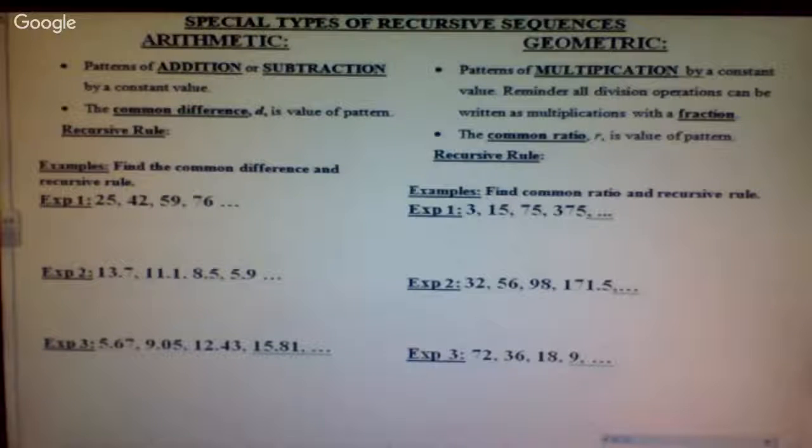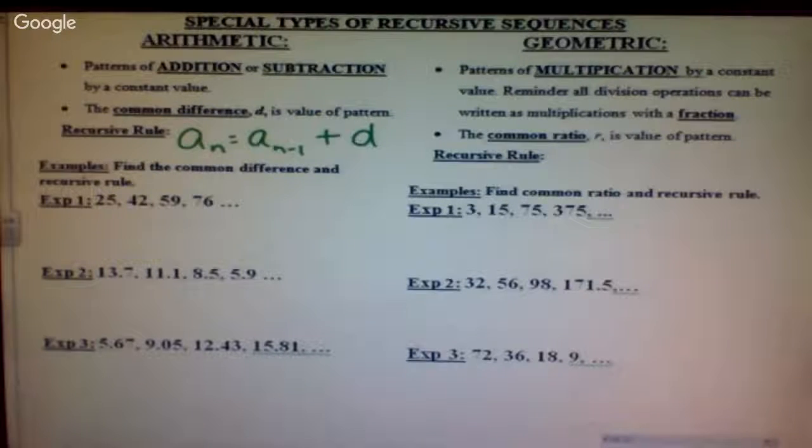-7, -7, -7. The number that you add or subtract is called your common difference, and they denote that by D. So the recursive rule for any type of arithmetic sequence is always A sub n equals A sub n minus 1 plus D, whatever your common difference is. So it's always what comes before it, and add or subtract what happens.